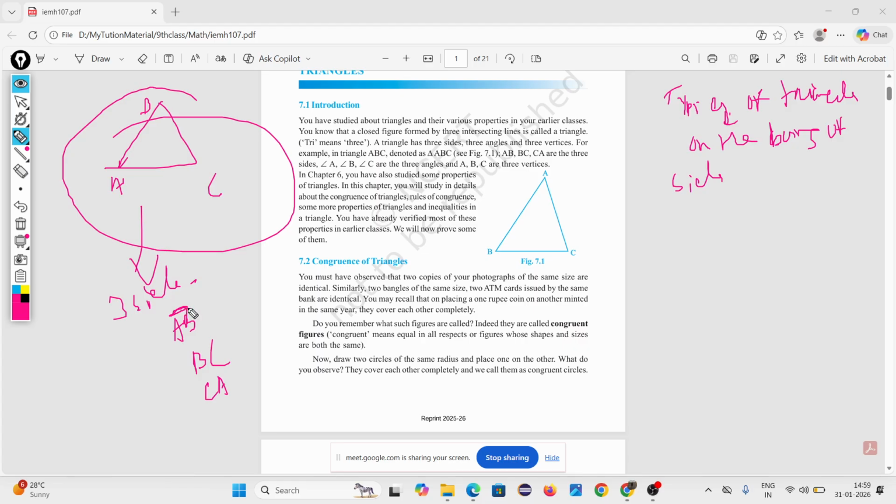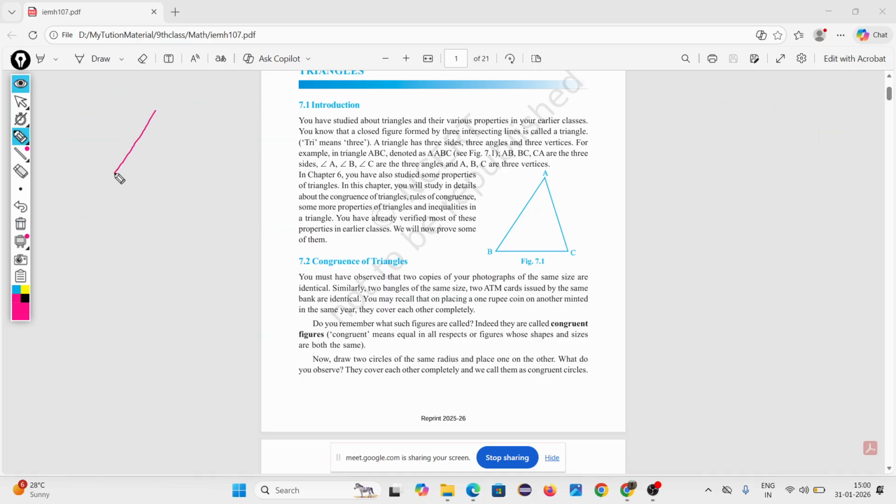You should use this bar, you should use this line. Okay. Then how many angles does a triangle have? Three. By looking at this triangle, tell me what are the three angles? Angle A, angle B, and angle C. It is the shortcut name of angle A, angle B, and angle C.